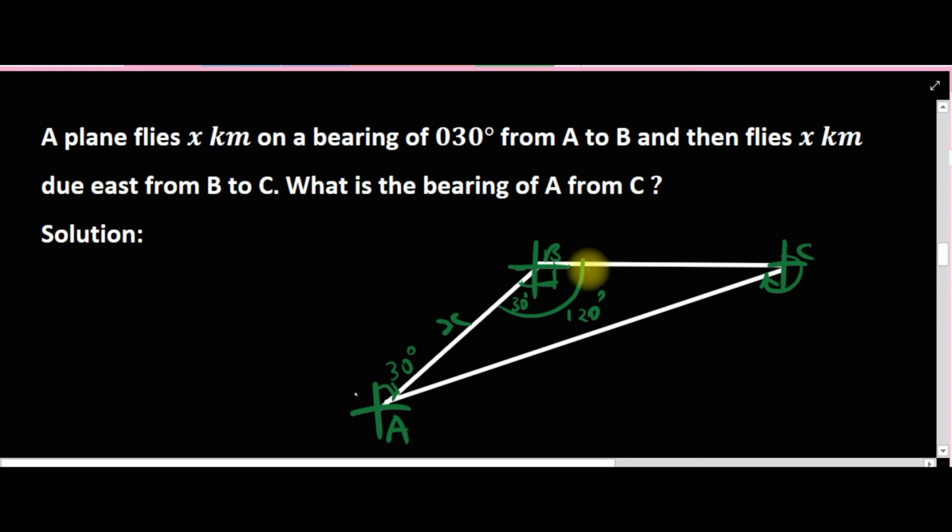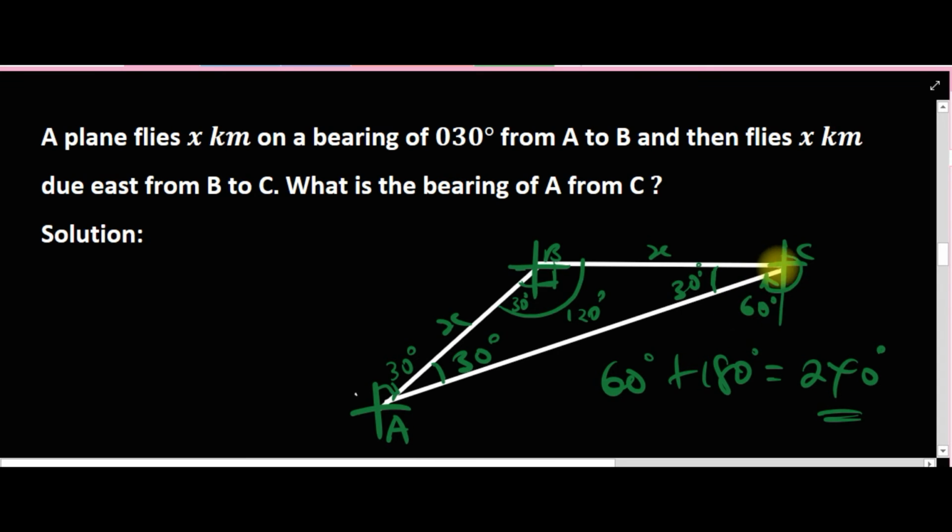Remember, they said x kilometer, and the same thing here is x. What do you notice? The base angles are the same, an isosceles triangle. So here should be 30, 30. If here is 30, what is remaining here? This 30 here should be 60. And this is 180, so the bearing is 60 plus 180. So the answer is 240. Bearing of A from C is 240.